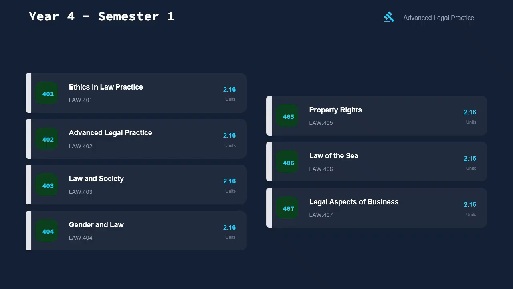Simplified procedures: unbundled services, online forms, and self-help resources for pro se litigants. Technology: online dispute resolution, legal chatbots, and document automation to reduce costs. Real-life example: legal aid organizations use technology to serve more clients with limited resources.